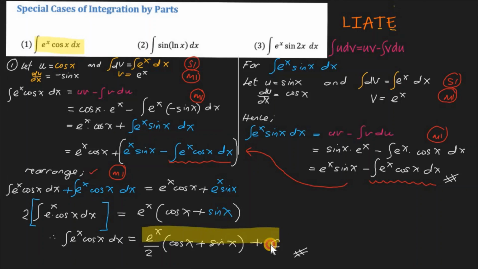Right, so don't forget your c. Make sure that you write down the c for your indefinite integral. So there, let's rearrange and get to our answer. So for this question, I give 8 marks. Right? Simple, right? Okay. So let's try it again. Let's do number 2 now.